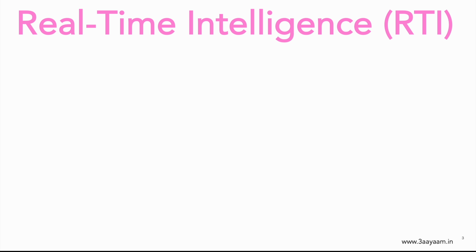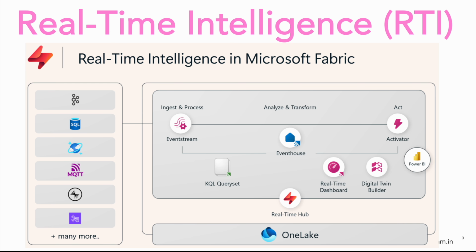That's why it is known as real-time intelligence, just like we have business intelligence tools like Power BI. And this is the stack, or these are the components that are provided by Fabric in the real-time intelligence or in the real-time streaming workloads. There can be various different sources, which we'll talk about later on, but here it is showing sources like Kafka. There can be SQL or NoSQL databases also.